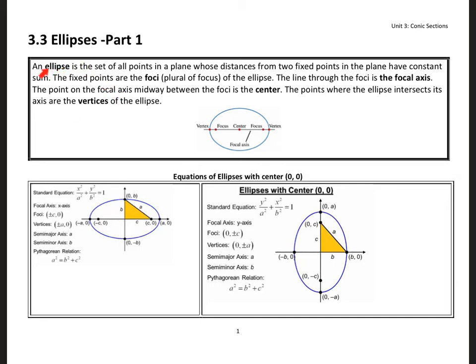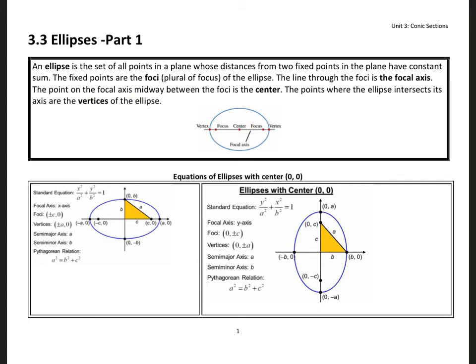In this lesson, we are looking at an ellipse. An ellipse is a set of all points in a plane whose distances from two fixed points in the plane have the same sum. The fixed points are the foci of the ellipse, and the line through the foci is the focal axis. The point on the focal axis midway between the foci is the center, and the points where the ellipse intersects the axis are what we call the vertices.